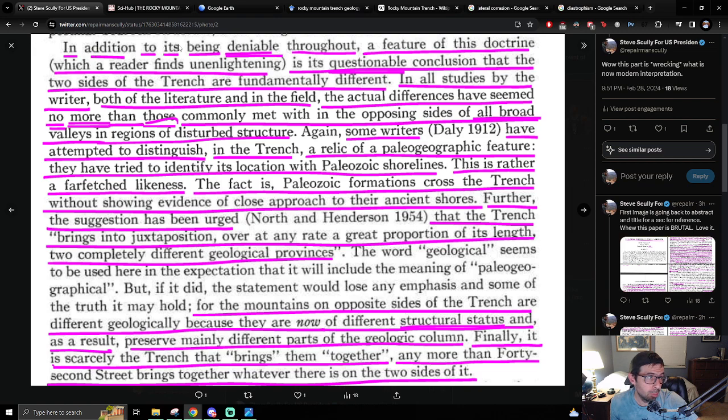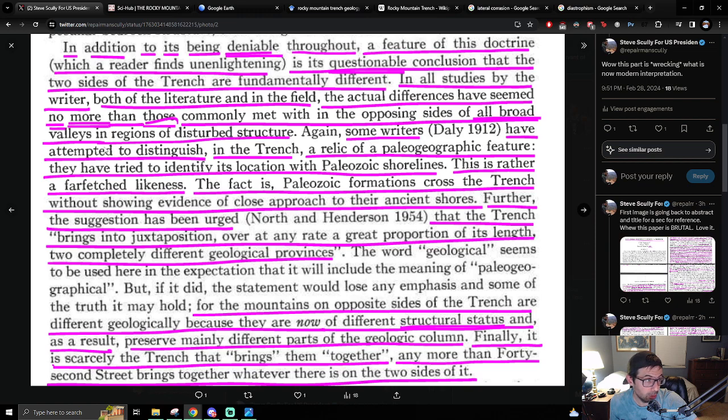In addition to its being deniable throughout, a feature of this doctrine, which a reader finds unenlightening, is its questionable conclusion that the two sides of the trench are fundamentally different. In all studies by the writer, both of the literature and in the field, the actual differences have seemed no more than those commonly met with in the opposing sides of all broad valleys in regions of disturbed structure.